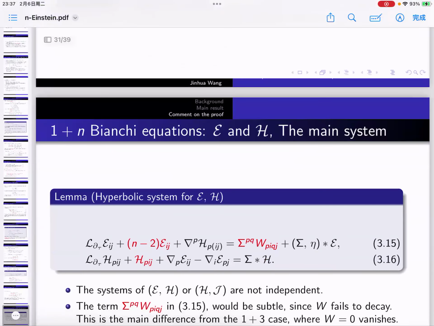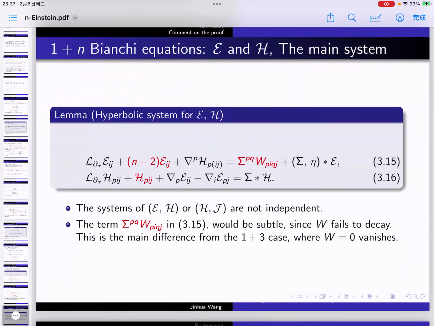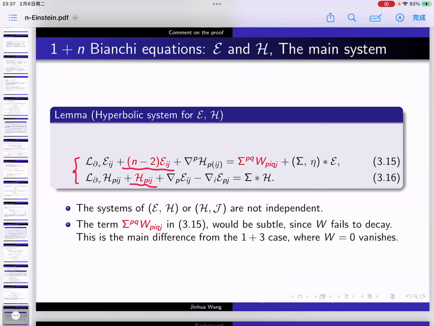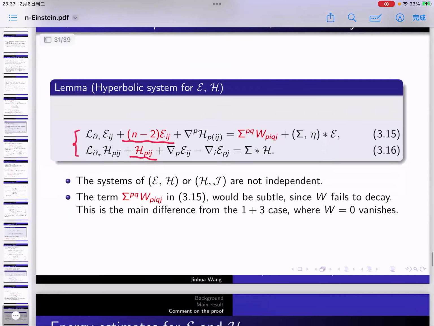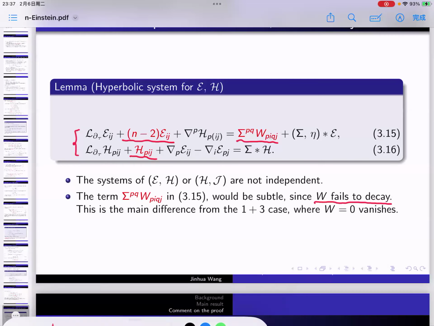Now here comes the main system, the hyperbolic system for the curly E and curly H. And of course, these two systems are not independent. We will find that in this system there's a positive sign linear term, and so this is good. That gives the decay for this curly E and curly H. But we see this red term on the right hand side. This term will be subtle because now the Weyl tensor fails to decay. But in the 1+3 dimensional case, the Weyl tensor vanishes. So this is the additional difficulty in high dimension.